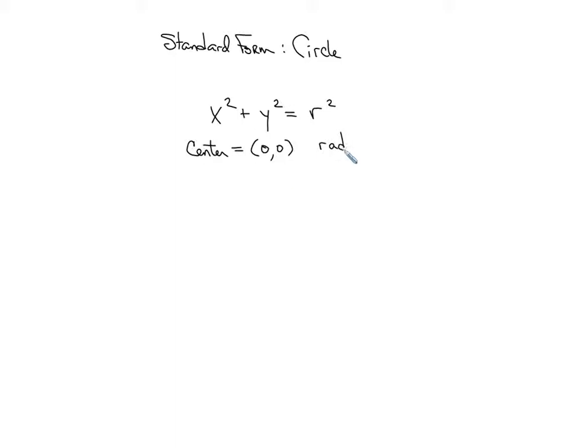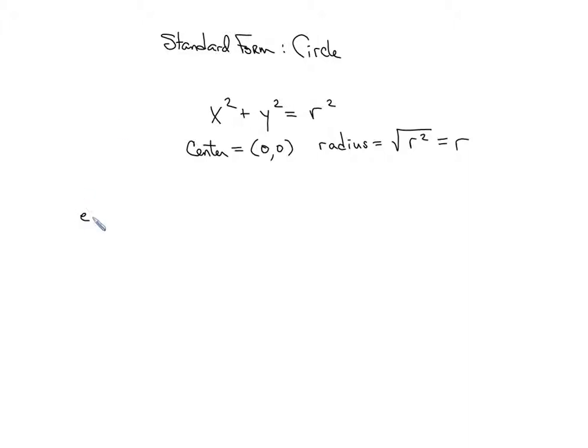So the standard form of the equation for a circle is x squared plus y squared equals r squared, where the center of the circle is at the origin, 0, 0, and the radius is equal to the square root of r squared, which is r. So the radius is going to be the square root of whatever number appears on the right side of the equation. The x and the y represent the x and y coordinates of all the points that are actually on the circle itself, on the circumference.